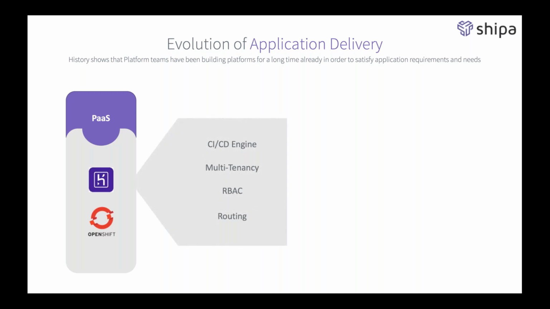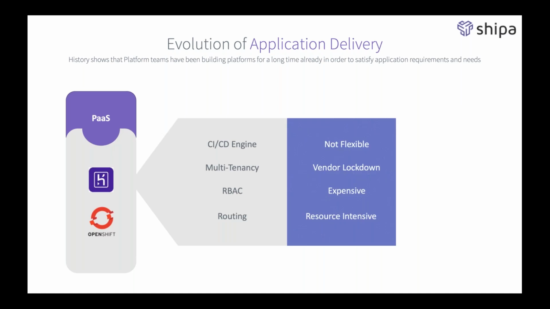I think they showed us the way to go, the path, and they brought some functionality such as their own CI/CD engine to make things easier. They brought some functionality such as multi-tenancy and RBAC, automated routing, and while these are great, people started seeing what happens when they start using them at scale, right?